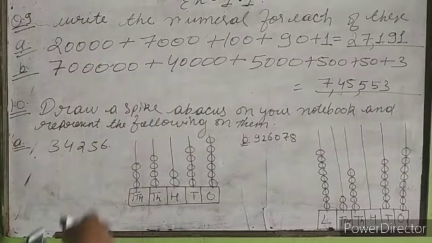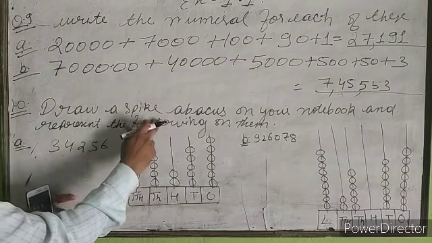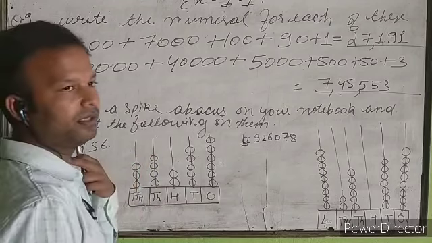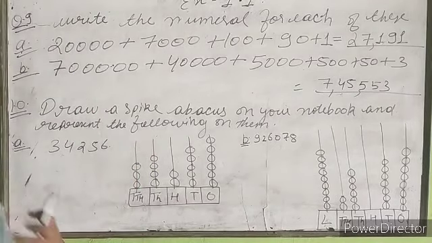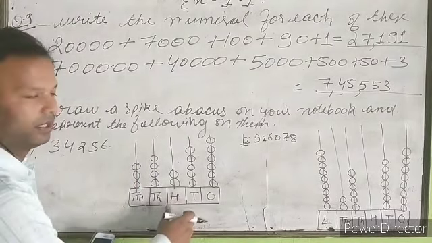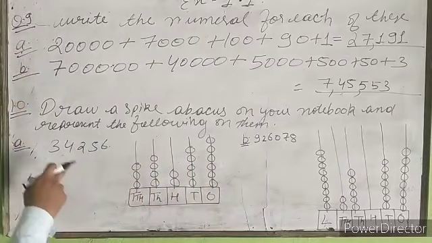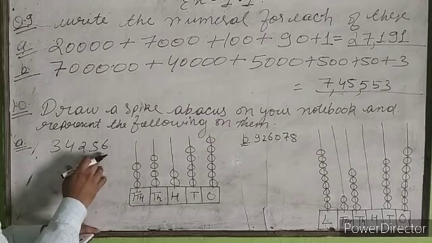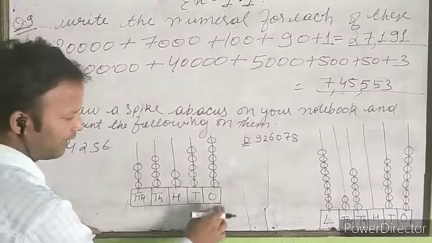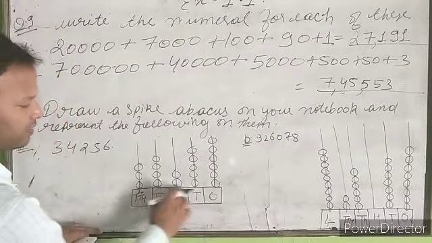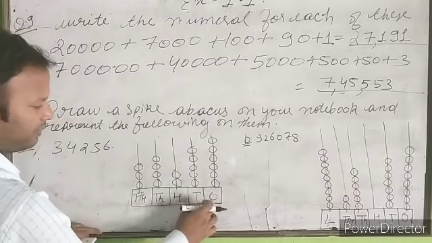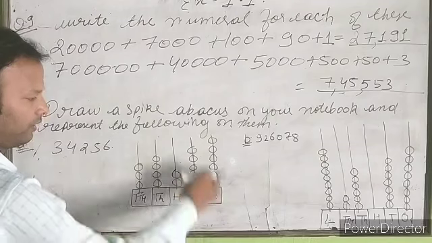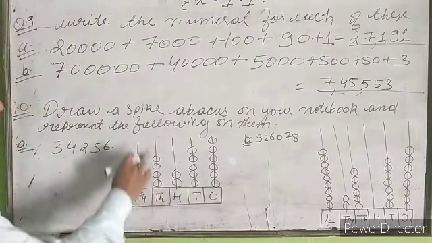7,45,553. Now question number 10 is: draw a spike abacus on your notebook and represent the following on them. It means he is saying to draw an abacus on your notebook according to this and then represent the following on it. Okay. Now see, first draw a column like an abacus, then put the ones, tens, 100s, 1,000s and 10,000s like this only, and draw the vertical lines also on that like this.